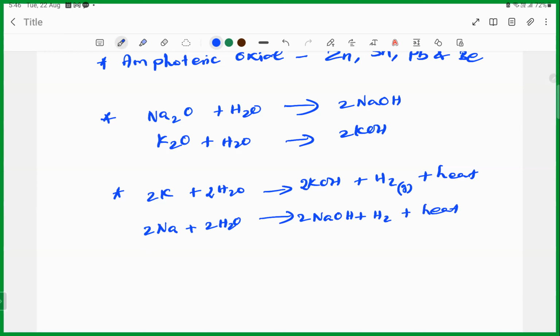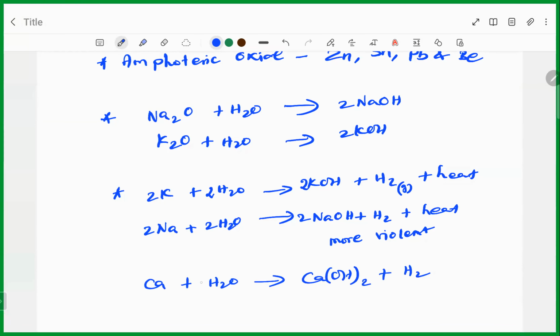The reaction of calcium with water is less violent, but the reaction with potassium and sodium is more violent. Next, calcium treated with water will give calcium hydroxide plus hydrogen gas. This will be one of the reactions.